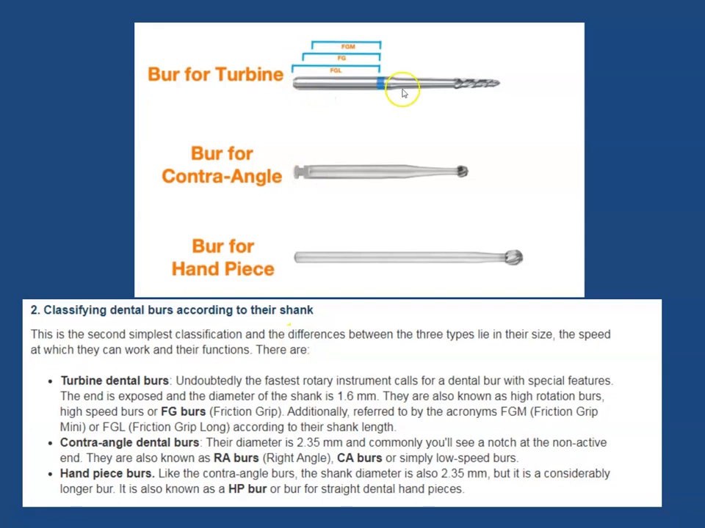The other type of burr classification is based on a contra angle, and for this contra angle dental burr, the diameter is around 2.35 millimeters. That's not that important, but it's used for right angle handpieces and low speed handpieces, which we're going to show you in a second. And the last classification would be burrs for the head handpiece, and they're pretty long.